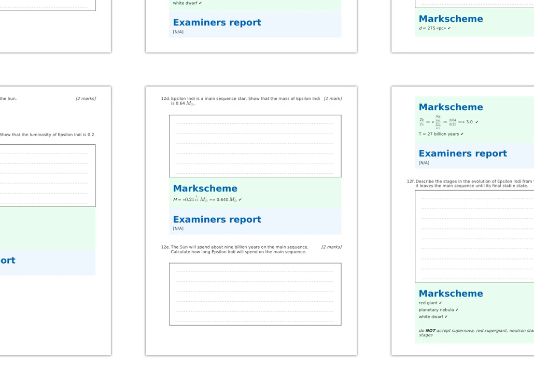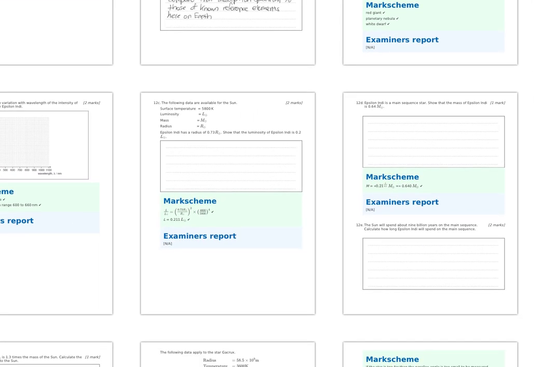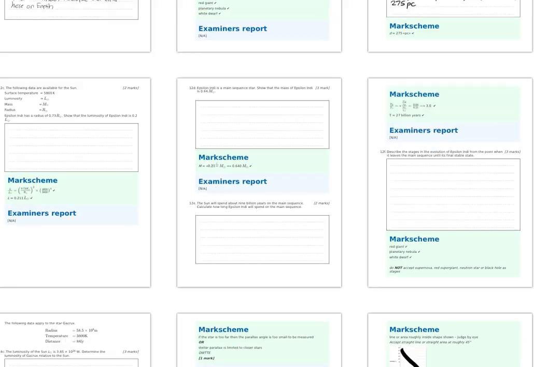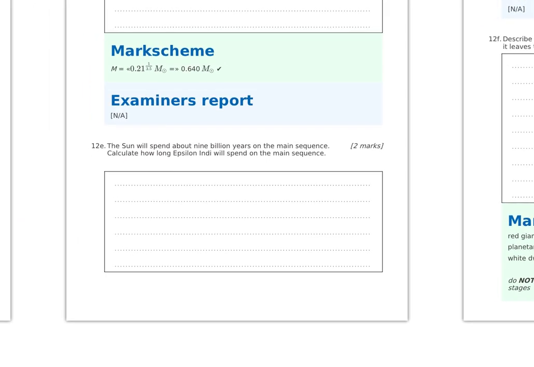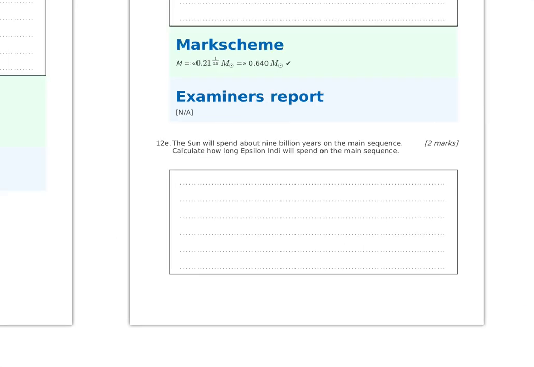12E is different. We did 12A through D, but we did not do 12E, where it says the Sun will spend about 9 billion years on the main sequence. How long will Epsilon Indi spend on the main sequence? This is another D4 question. Thank you very much when I asked for D1. Even though everyone says there are no formulas for D4 in the data booklet, I found a formula. It's in the notes. It's not actually in the data booklet.